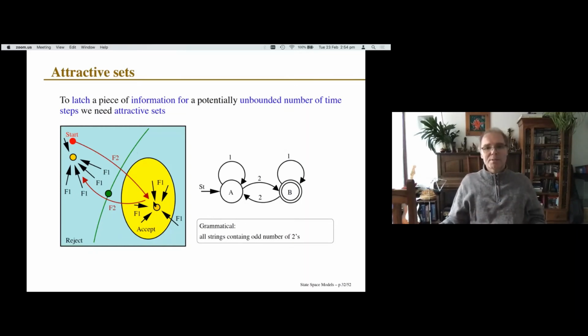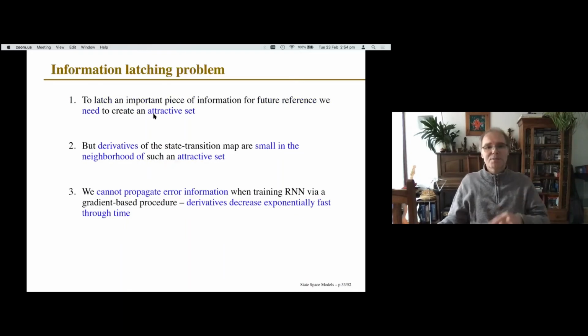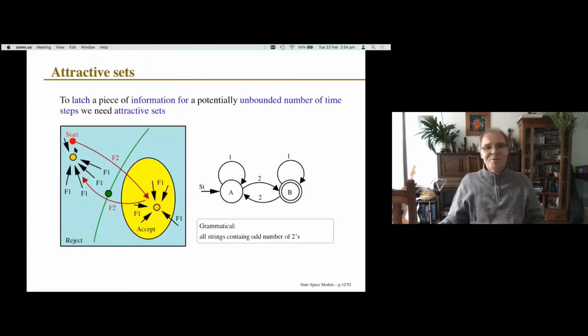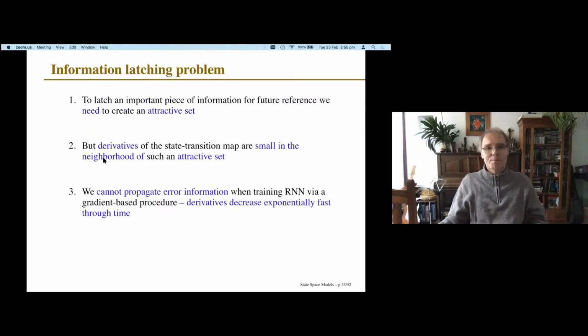But let's think about these attractive sets. I need to shape my attractive sets. But if you are in the neighborhood of an attractive set, the derivative of the dynamical system is very small because nothing changes, right? If you are very close to a stationary point, nothing changes. That means there is no difference in your previous and current state. That means the derivative is close to 0.